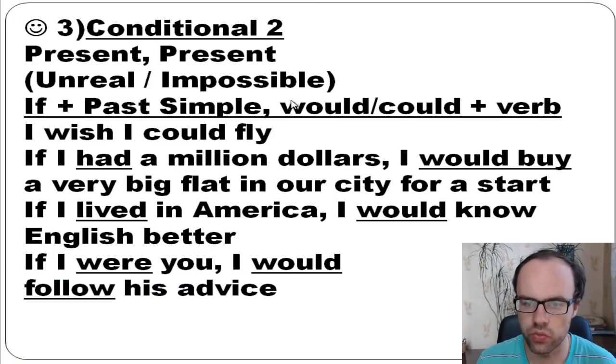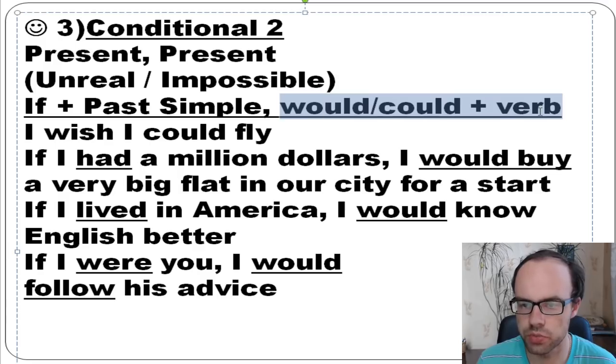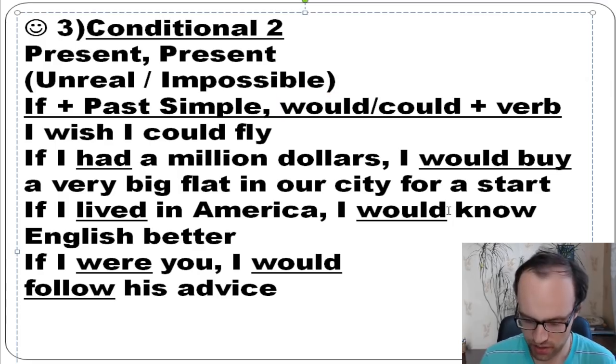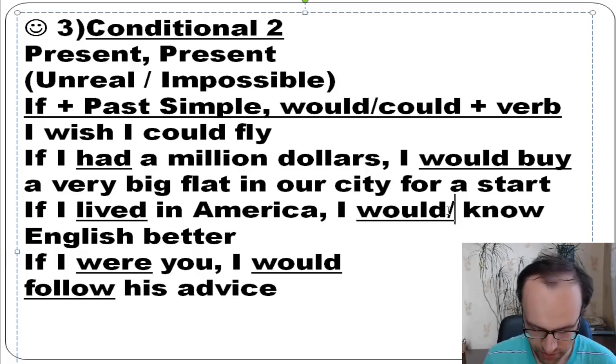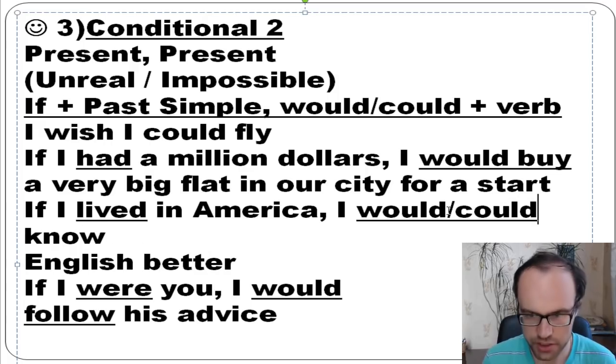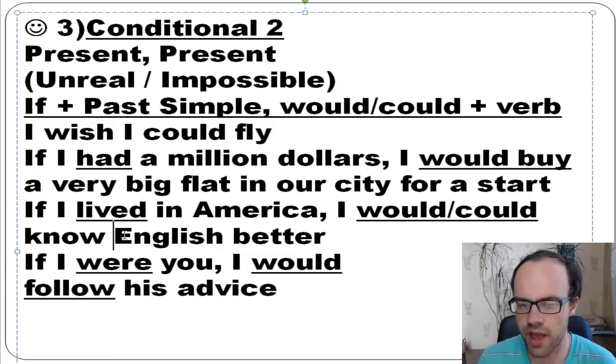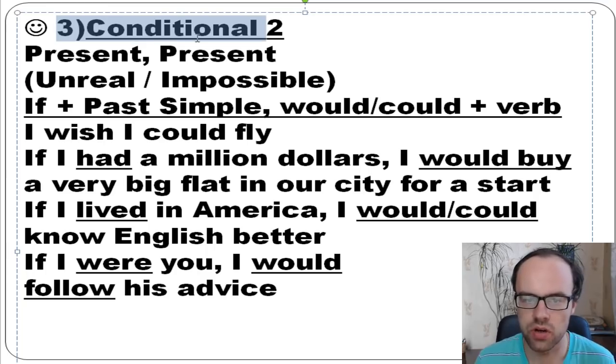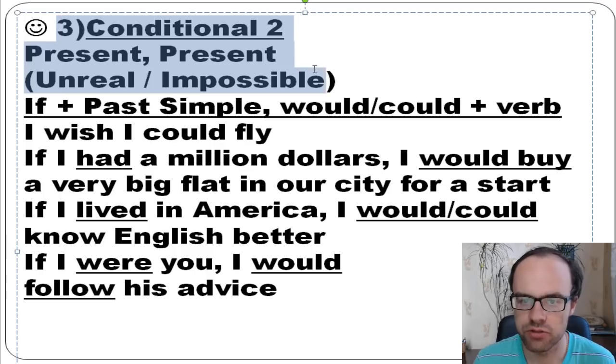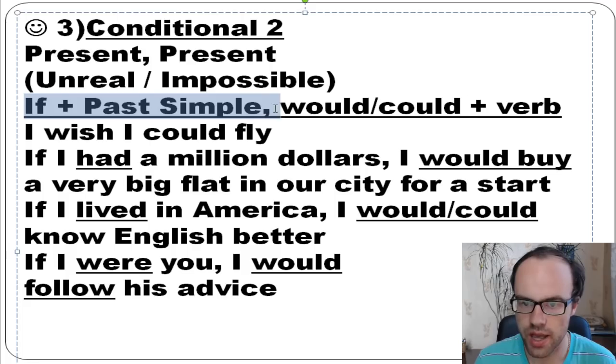Well, as you see, we use would or could plus verb, and you could say, for example, here, I could know English much better. So it isn't a fact, but maybe you could know English much better if you lived in America. Okay, so the second conditional: present and present, unreal, impossible. If plus past simple, and would or could plus verb.